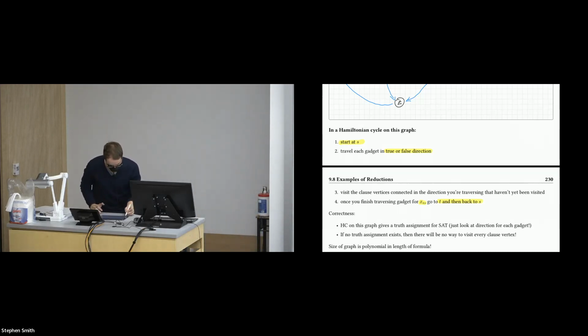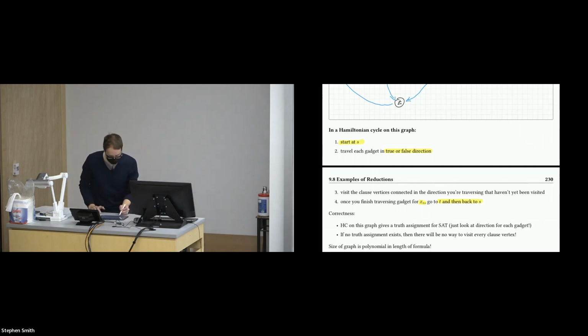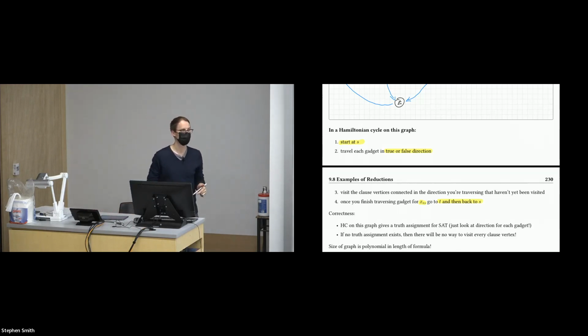But a Hamiltonian cycle on this graph gives a truth assignment for SAT. You just look at the direction of each gadget, and that tells you the true-false assignment. And if no truth assignment exists, then there's going to be no way to visit every clause. And that's the one that I think you have to dig into deeper if you want to do that proof formally.